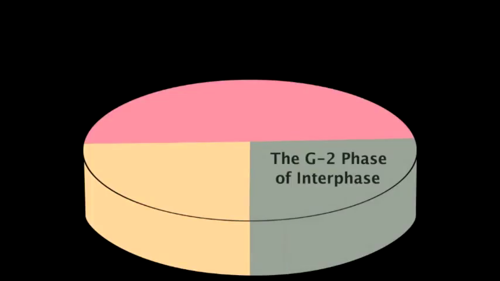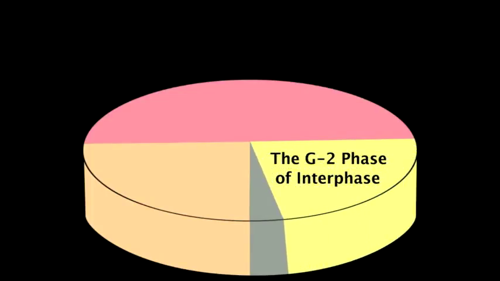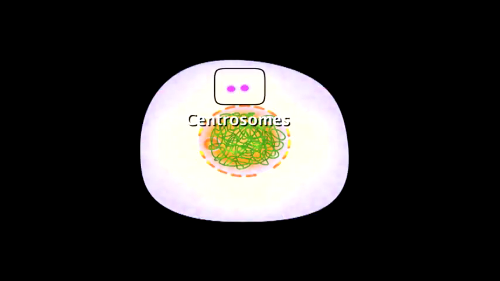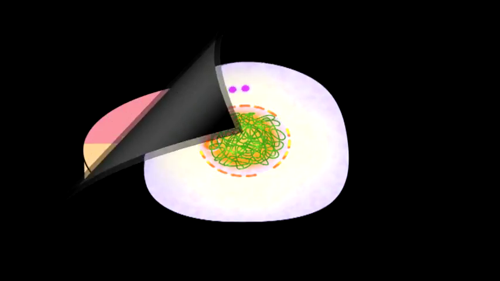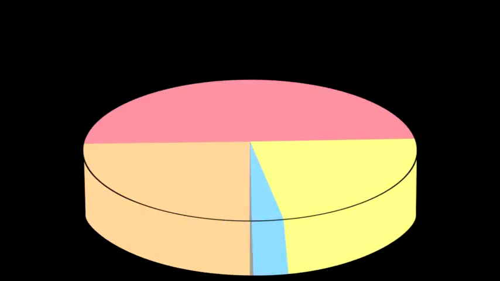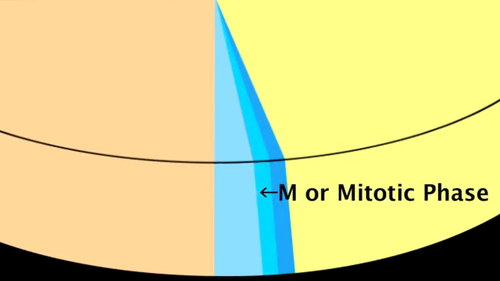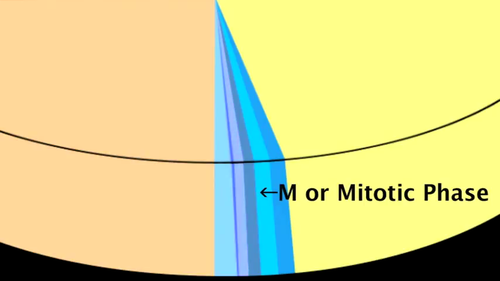The G2 or GAP2 phase is the final 4 to 6 hours of interphase, in which a second period of growth occurs. And G2 is when the newly duplicated organelles, called centrosomes, first appear in the cytoplasm of animal cells. Once G2 ends, interphase is over, and the cell begins the fairly short, roughly 80-minute M, or mitotic phase of its life cycle.